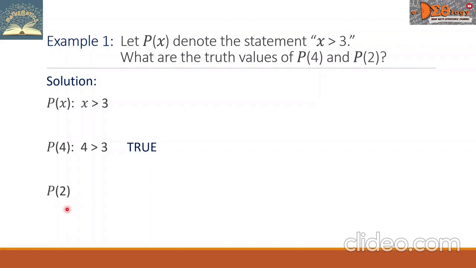Now for P of 2. We substitute the number 2 for the x. So we have 2 is greater than 3. And we know that this is false. So the truth value of P of 2 is false. So we now have the answers. P of 4 is true, P of 2 is false.